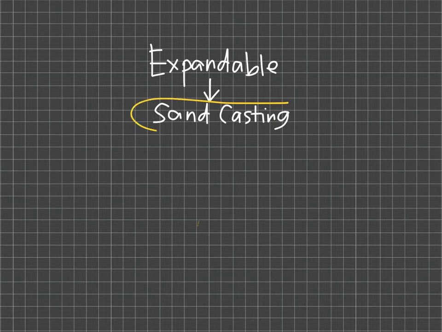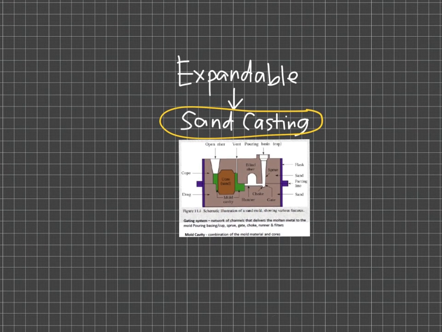Sand casting process. Okay, so as you can see in the figure, including all the features required, such as the gating system and mold cavity, where the gating system is the network of channels that delivers the molten metal to the mold. The gating system includes sprue, gate, runner, and riser. While for the mold cavity, it is a combination of the mold materials and cores.